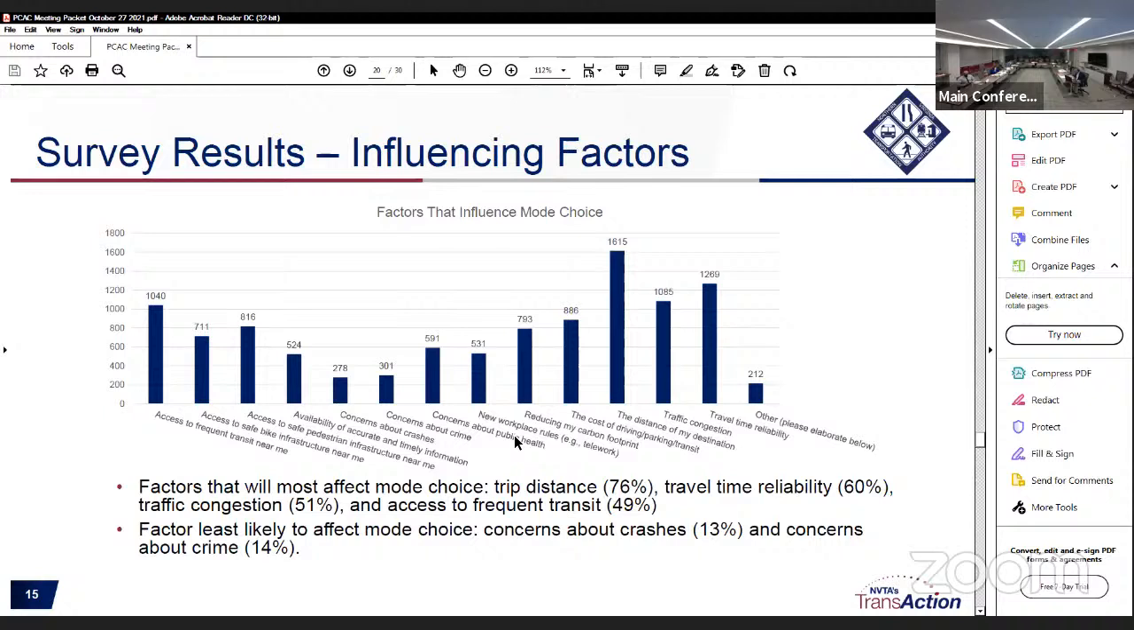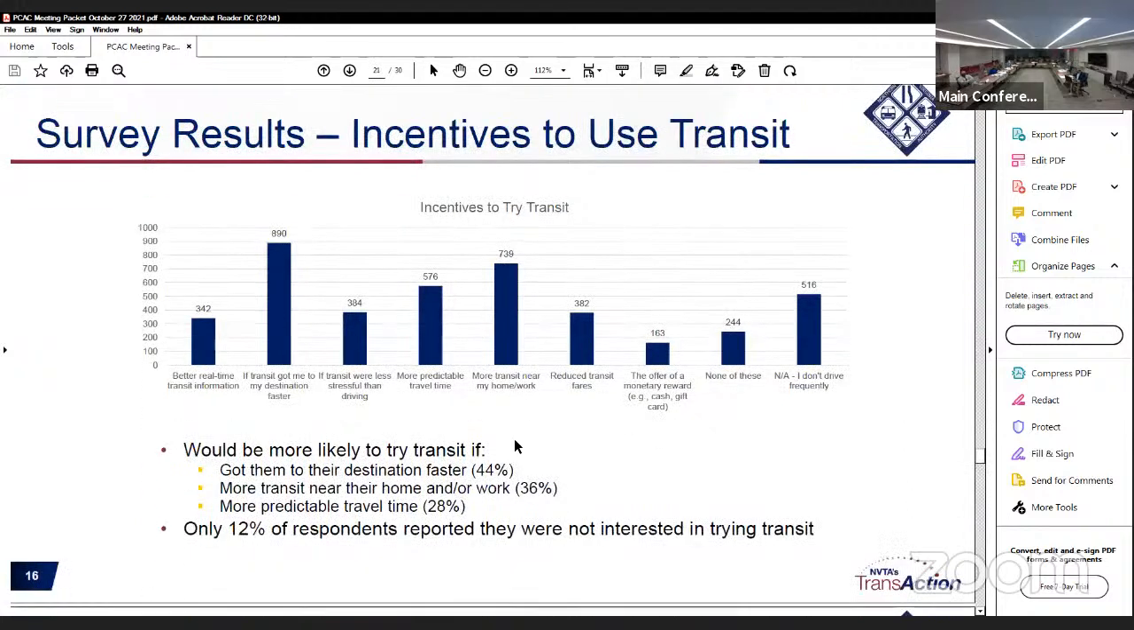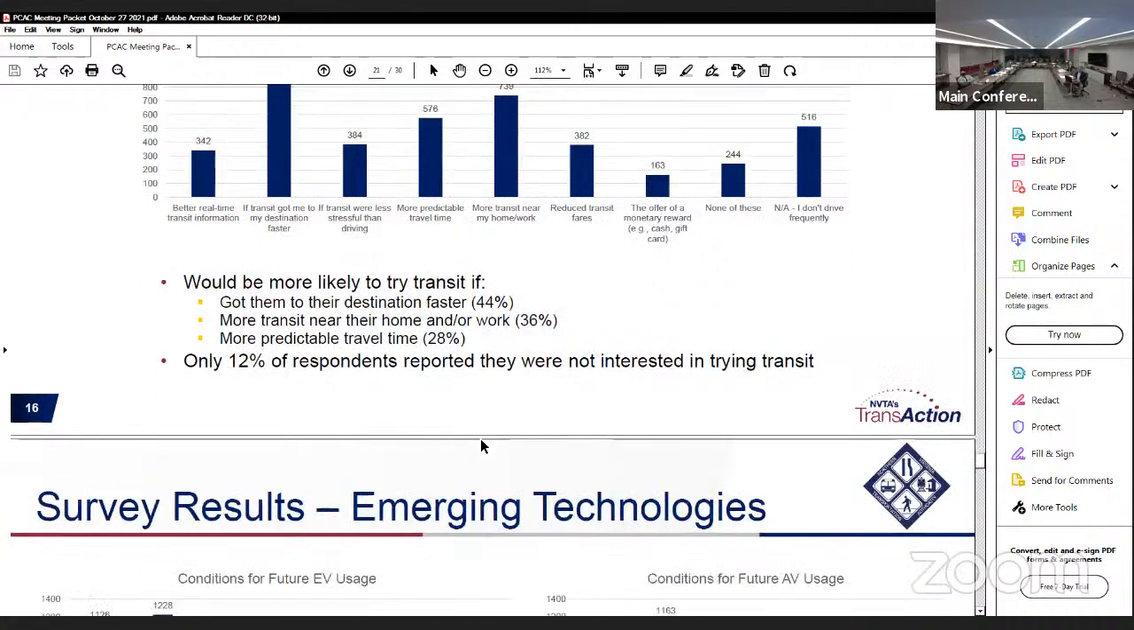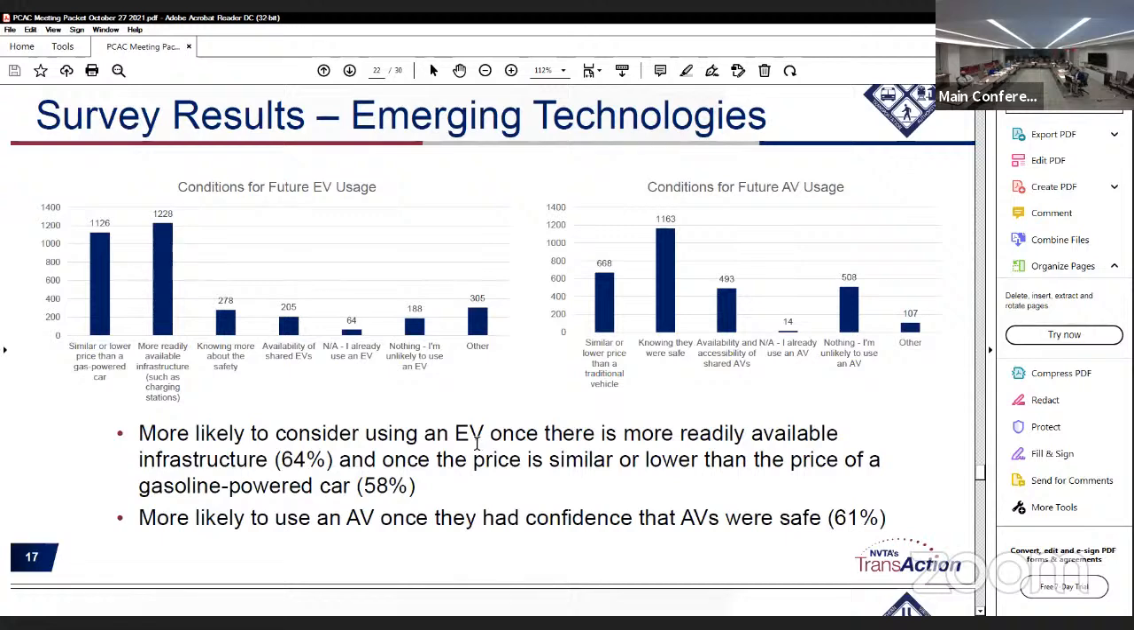The factors least likely to affect mode choice were actually safety related. Concerns about crashes and concerns about crime were pretty low on the list of people's decisions to take a mode. We asked about incentives to use transit. In other words, what would help you make a choice to take transit for a trip? If it got them to their destination faster, if there was more transit near home or work, or more predictable travel time, those are things that would definitely make them consider using transit. And only 12% said they were not interested in trying transit. So I think there was definitely openness to it, but it was based on some of the items listed above.